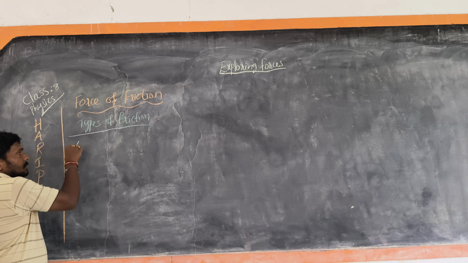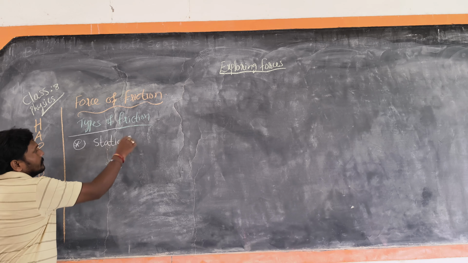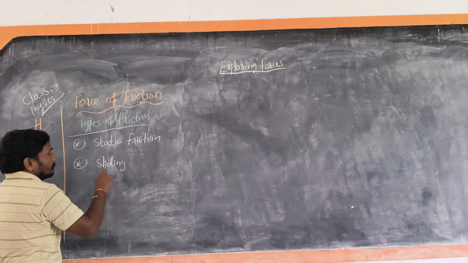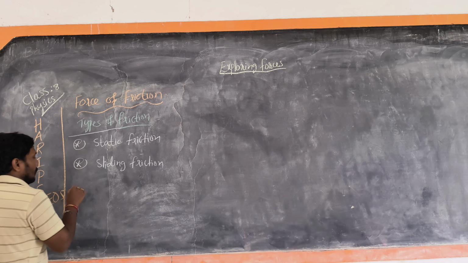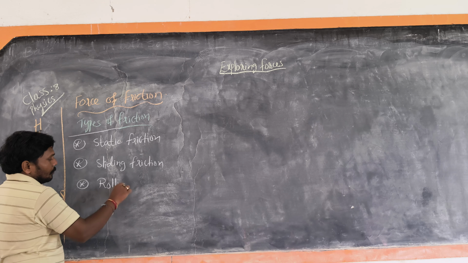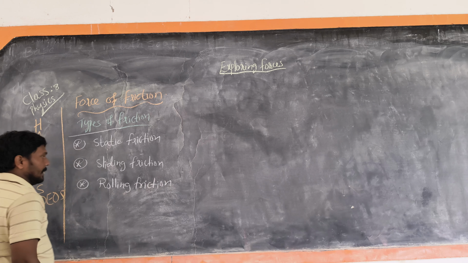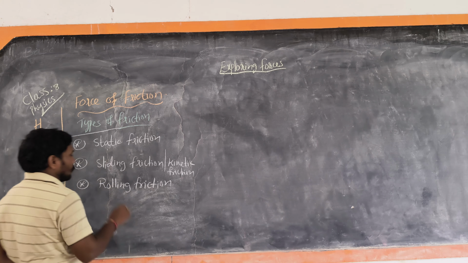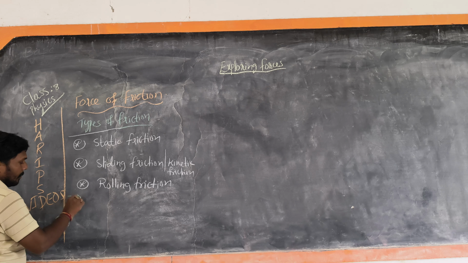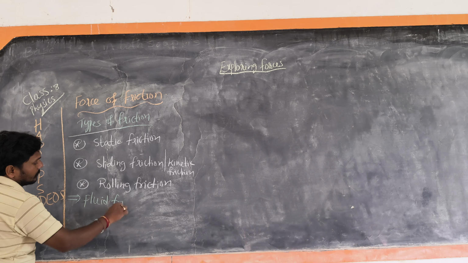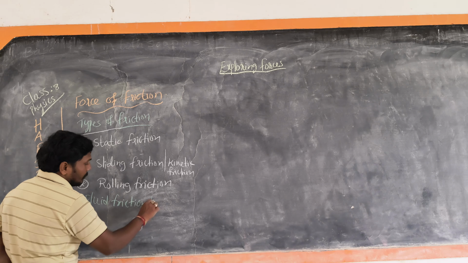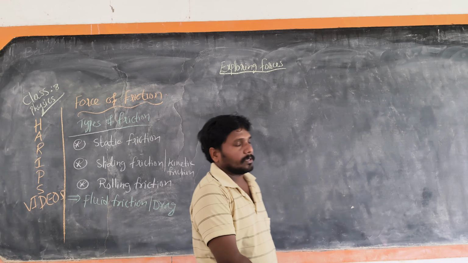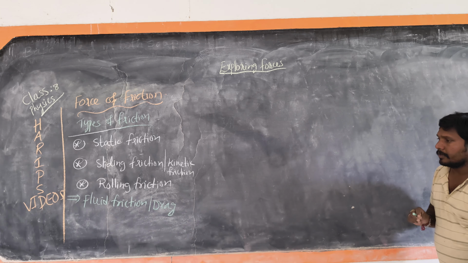There are 3 types of friction. One is static friction, the second one is sliding friction, or kinetic friction, and the third one is rolling friction. And we have another type of friction, which we can call fluid friction or drag. So: static friction, sliding or kinetic friction, rolling friction, and fluid friction or drag.